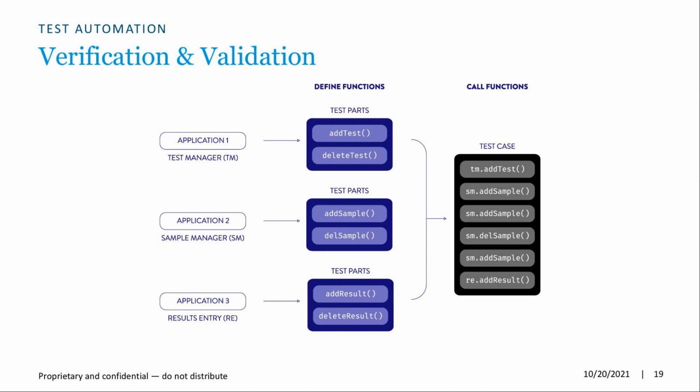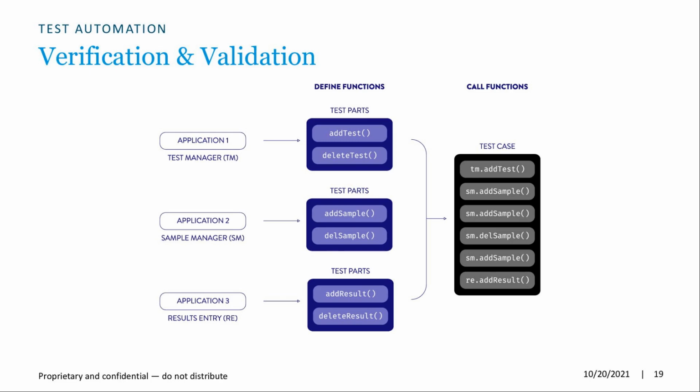So then anytime I want to make an automated test case, if I know I want to add a test within the Test Manager application, I can use that add test building block, that test part that we've created. And then I can take all of those building blocks from all the applications that are in the system, and I can combine them into the orders that I need so I can make a test case.